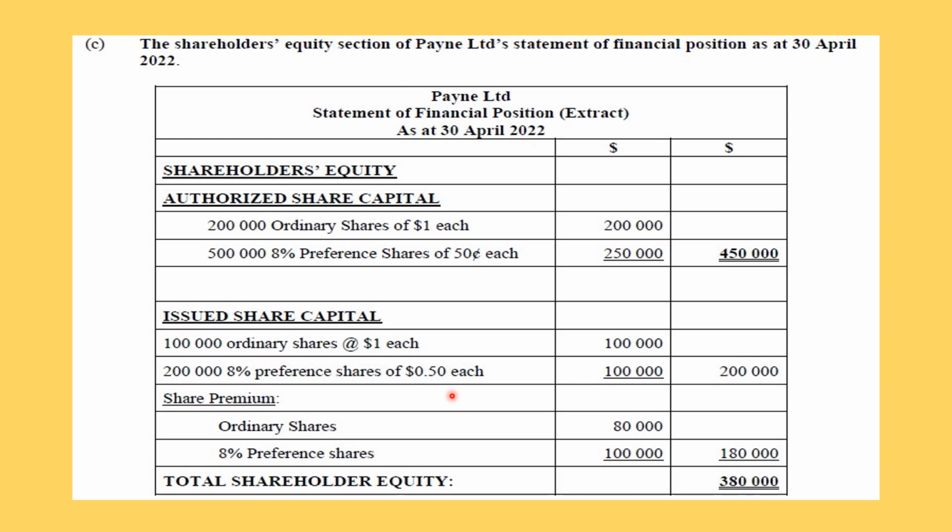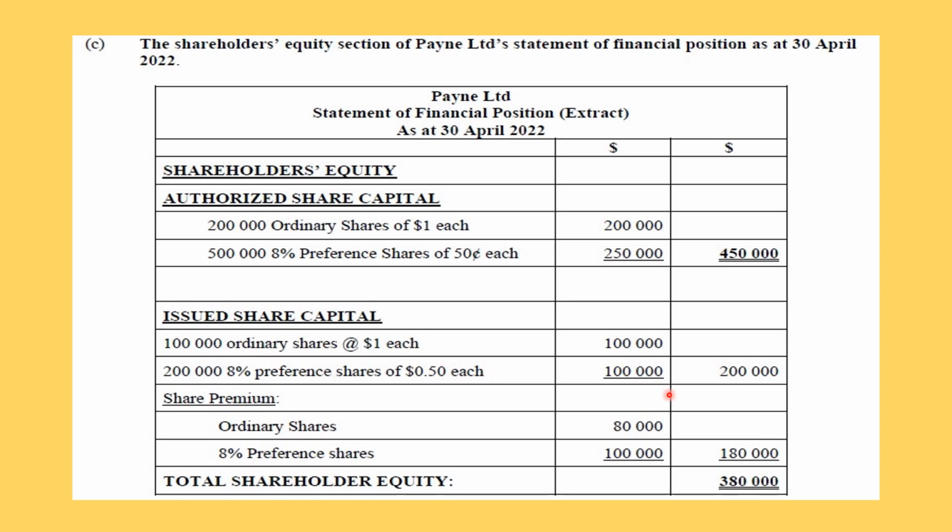Okay, so your authorized share capital: the 200,000 that you authorized at $1 par value, 500,000 8% preference shares of 50 cents each, will give it 250. Notice these are always at the par value. Okay, issued share capital: 100,000 ordinary shares of $1 each, $1,200,000; 8% preference shares of 50 cents each, 100. Again, notice these are at the par value.